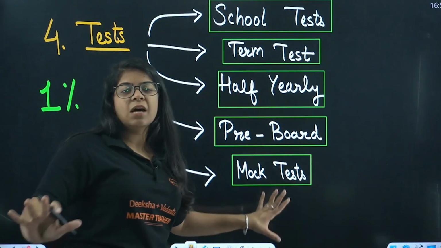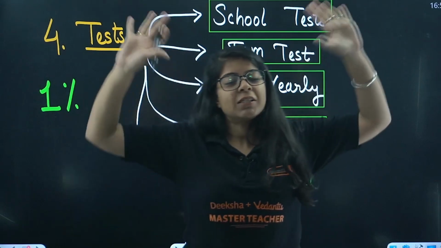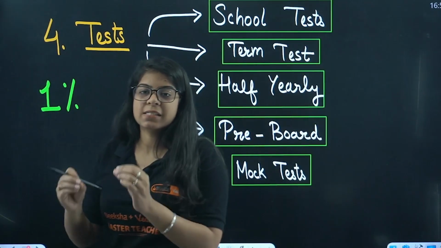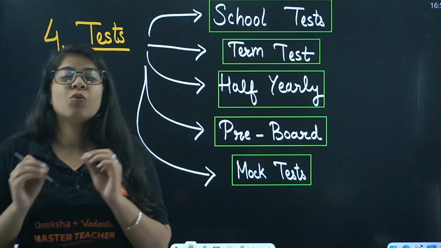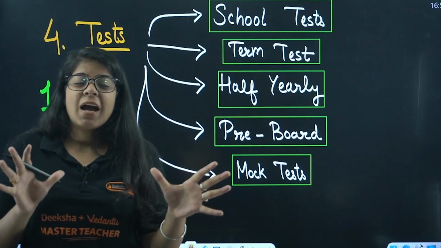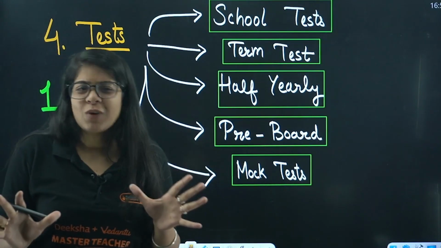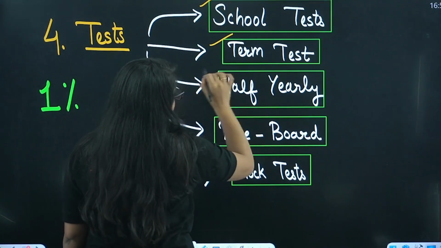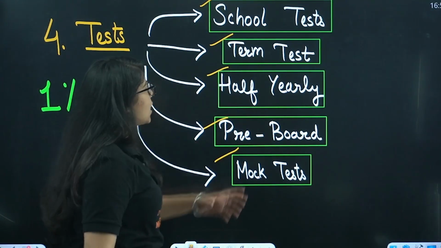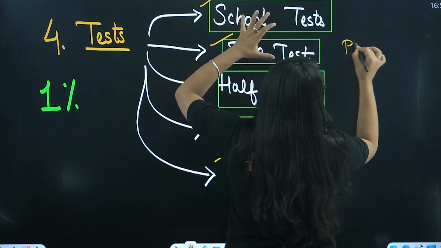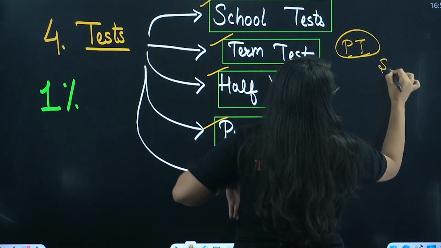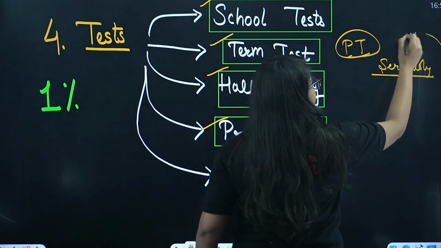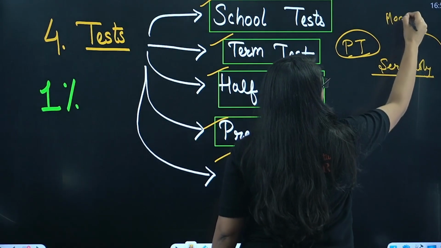Now this is a 1% club. All these things you can do, but if you don't give tests, if you don't take these tests seriously, then they will show up in the boards and they will trouble you a lot. Okay, so beta, these school tests, these term tests, these half yearly pre-board mock tests, now you are in term tests, right? We are in here PT test. Take these very seriously, and before that practice proper mock tests.